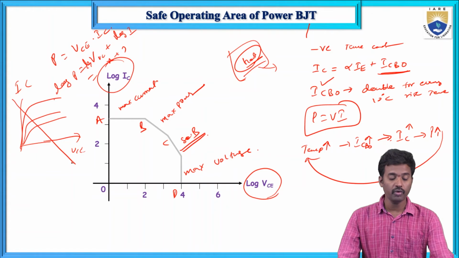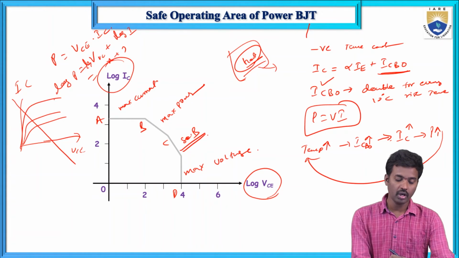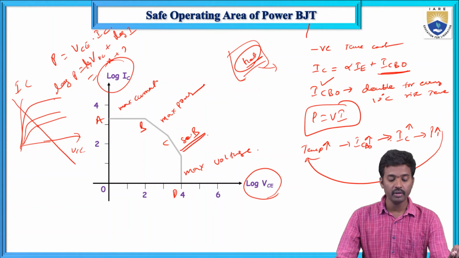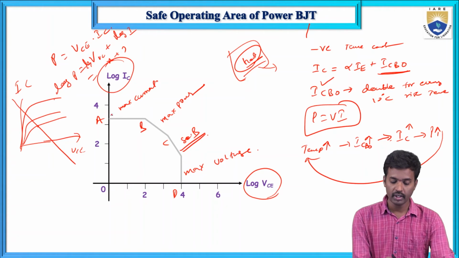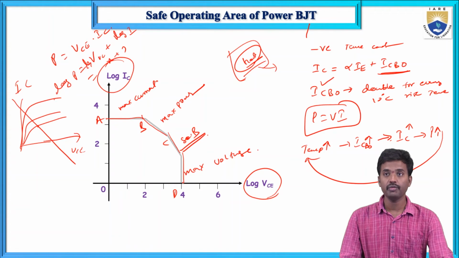Now the operating point means the intersection of the output characteristics and this load line. When the power BJT operates in safe mode at all the operating points, that region is known as the safe operating area. Here we have maximum current, maximum power, secondary breakdown and maximum voltage.